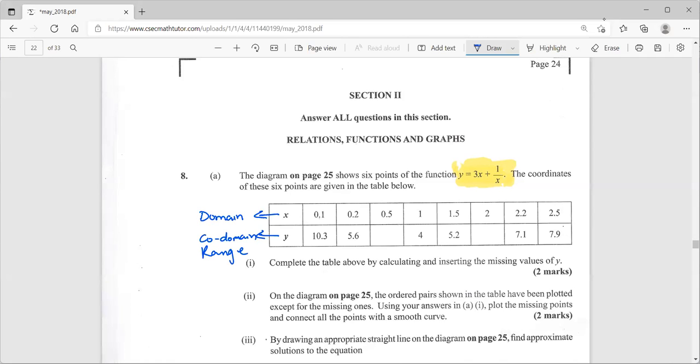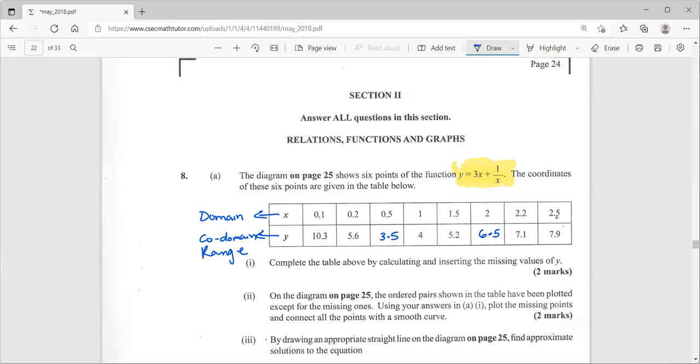So part 1, complete the table by calculating and inserting the missing values. So you should be able to find the answer for this and find the answer for this for me, please. So this will give us 3.5, and what's the answer for the other one? 6.5. Keep it as a decimal. 6.5. Nice. So that's our 2 marks.